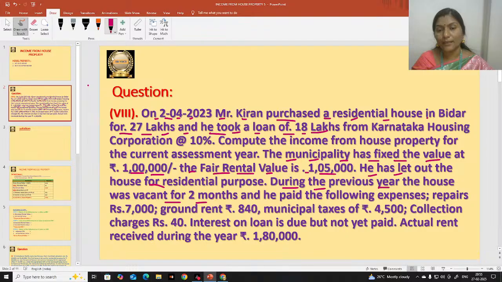Okay, and next he paid the following expenses. So is the audio clear, students?